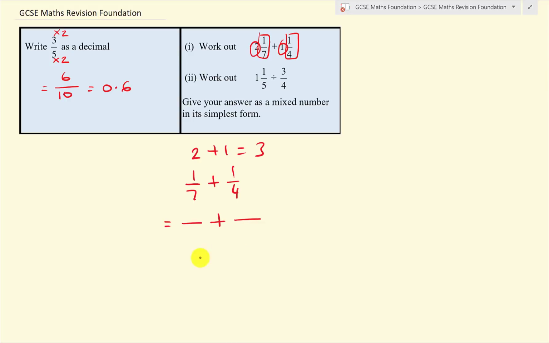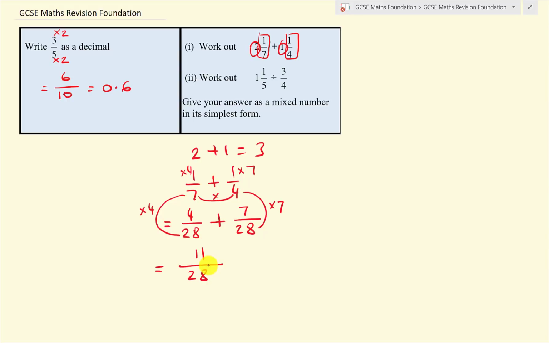Find the equivalent fractions. So common denominator, 7 times 4 is 28. We had to times 7 by 4 to get to 28, so equivalent fraction rule, we have to times the numerator by 4 as well. So 4 times 1 is 4. 4 times 7 is 28, so we have to times the numerator by 7 as well. 7 times 1 is 7. Both denominators are the same, so leave it as 28. And 4 add 7 is 11. So the answer is 11 over 28.